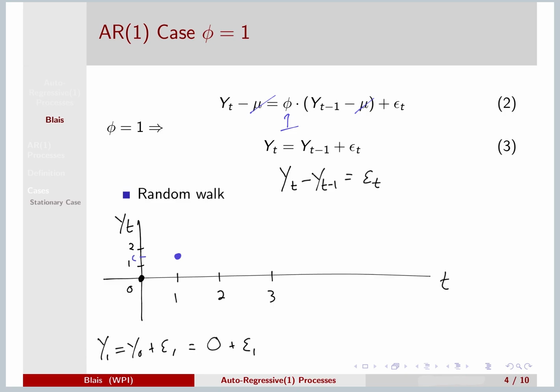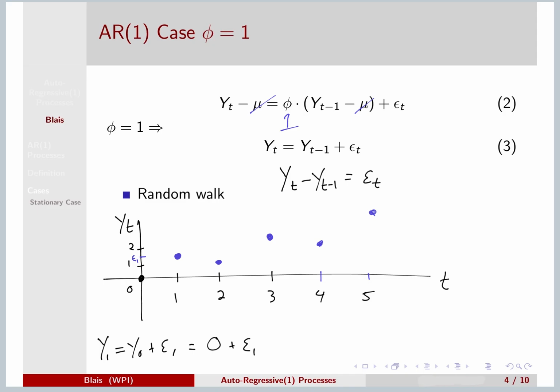So that'll be your epsilon 1. Then their second step might be a little bit of a step to the right, and your third step might be more of a step to the left, and so on and so forth. And so this is a random walk. Again, the difference between successive values of the process yt is exactly the increment specified by this noise term.